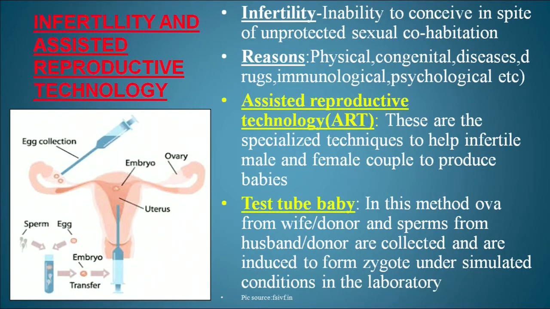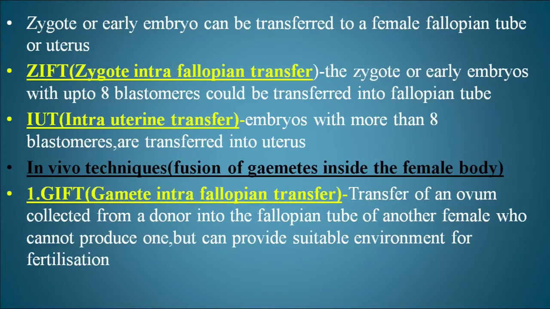And the first of them is the test tube baby. In this method, ova from the wife or a donor and sperms from the husband or a donor are collected and induced to form a zygote under simulated conditions in the laboratory. These simulated conditions are similar to the human body. The zygote or early embryo can be transferred to a female's fallopian tube or uterus.